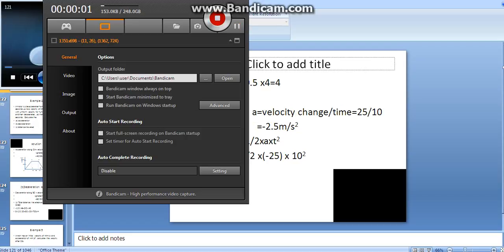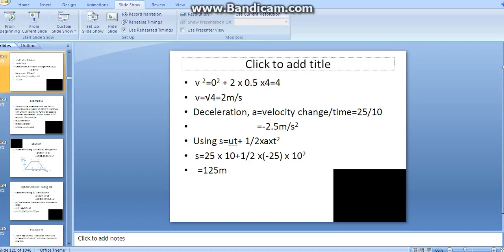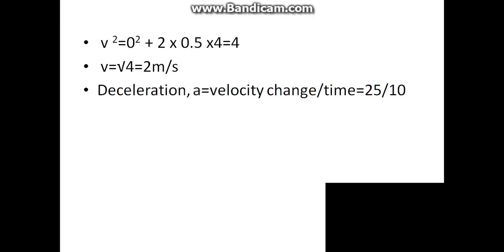v squared is equals to 0 squared plus 2 times 0.5 times 4, which is equals to 4. Now we make the square going over to the other side, which will now become the square root of 4, which now gives us 2 meters per second. Deceleration a is equals to velocity change over time, which is equals to 25 over 10, which will give us minus 2.5 meters per second squared.